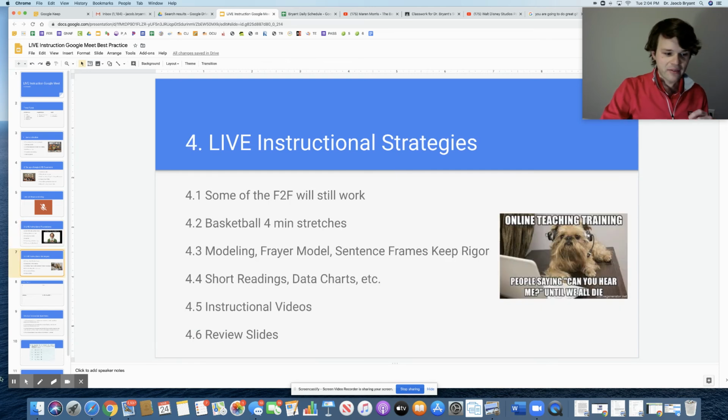All right, live instructional strategies. There are still a large range of instructional strategies that will work in the live classroom. As you get more comfortable, you'll be able to pull those in, and you'll be able to see how those work in a synchronous meeting such as this. So I don't recommend abandoning them all, just ones that don't lend themselves to being online.